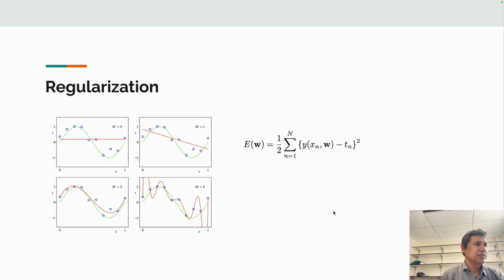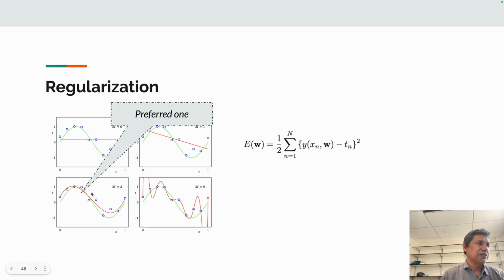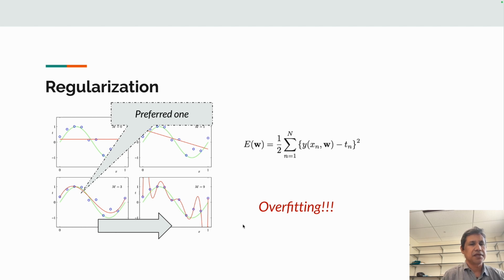We have been discussing the concept of model regularization in the context of polynomial regression, and this is our error function, and we are trying to fit a sine function. Although the preferred solution is this, if you just carry on with your optimization following this function only, your model will go to an unexpected solution. In the machine learning literature, we call it overfitting.